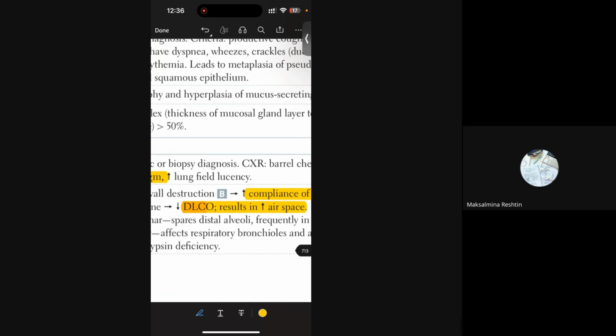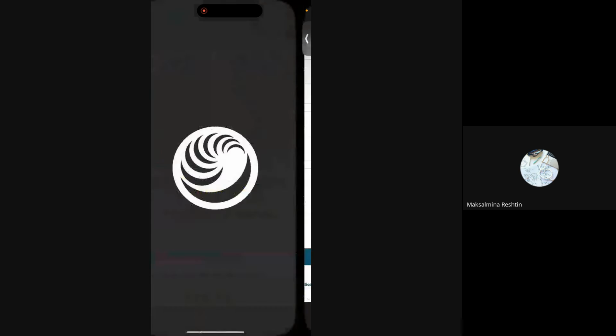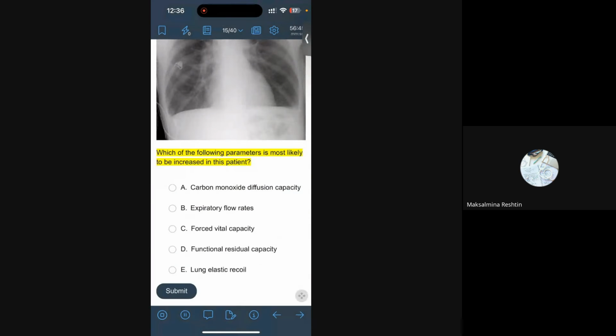Okay. Decreased DLCO, increased compliance. So the diagnosis here is COPD. Okay. Now, which of the following is going to be increased here? What will happen to the DLCO? Is it going to increase or decrease? Decrease. It's going to decrease.